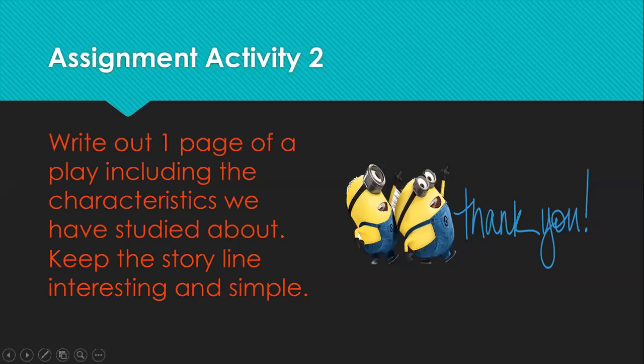Teacher, does it have to be a full play or just a scene of the play? You can do one scene, just as long as we are introduced to the characters and begin to see the conflict.